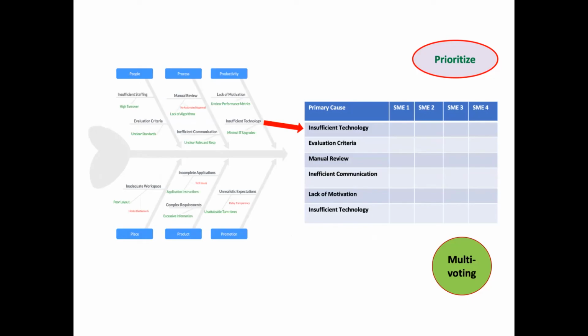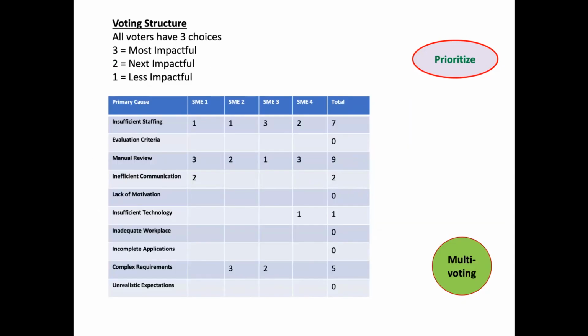For demonstration purposes, let's move our fishbone diagram into a table so that we can take a better look at multivoting. The general voting structure is that all voters have 3 choices to select as the 3 primary causes that have the highest impact on the problem. Then the voters would assign a score to each choice where 3 is the most impactful, 2 would be the next impactful, and 1 would indicate the less impactful primary cause. So let's go through an example.